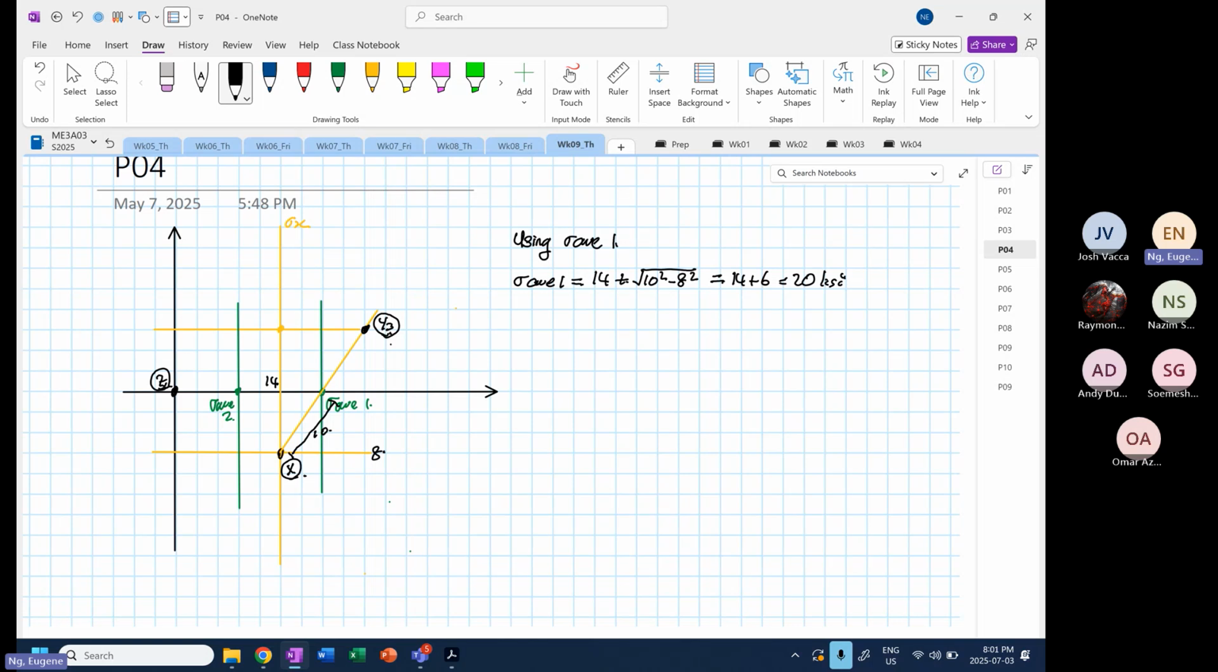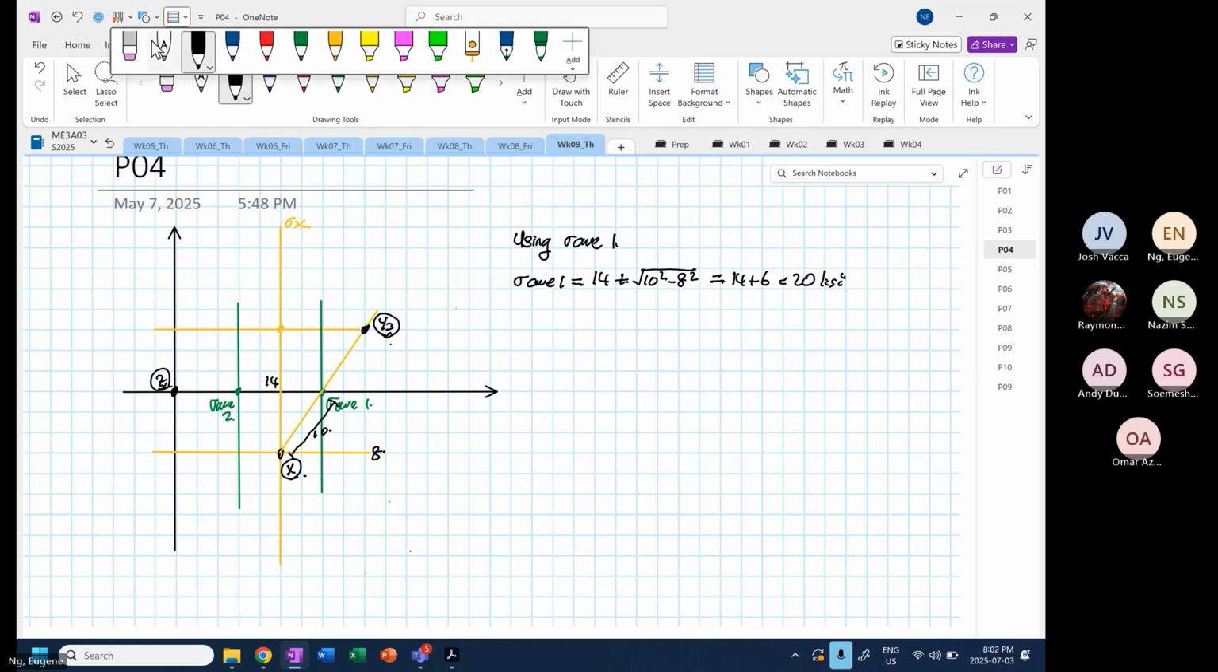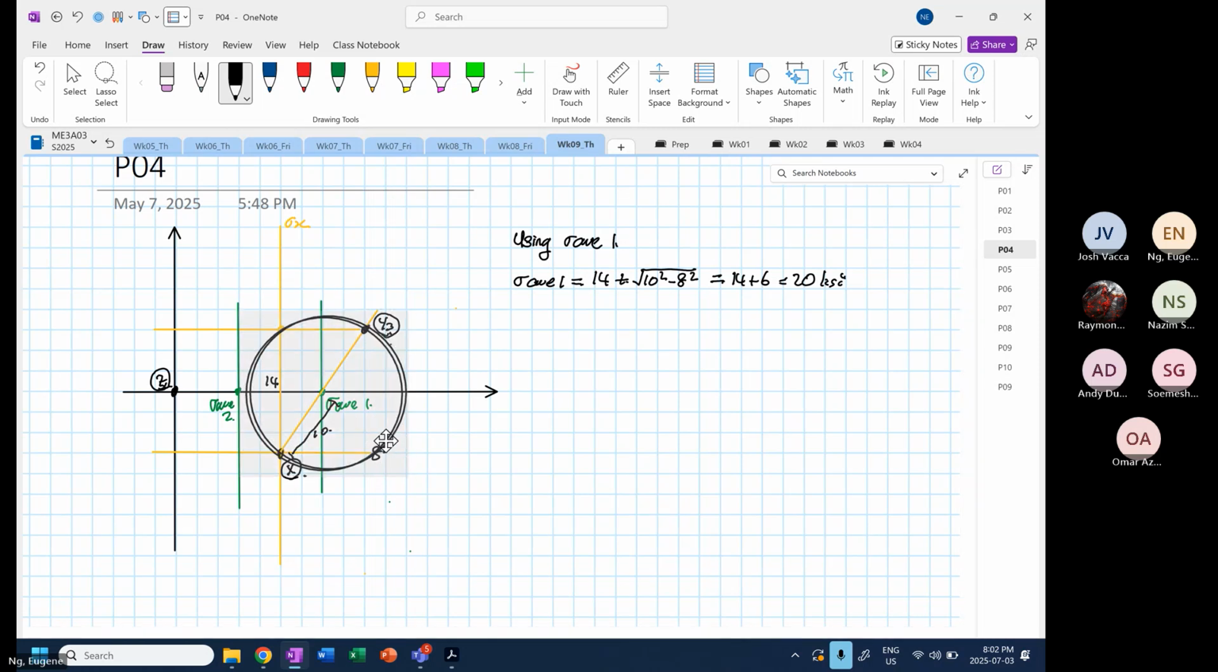So once you know that it's 20 KSI, we start to sketch a circle. Again, this is just a sketch. Now over here, this is for your XY plane.